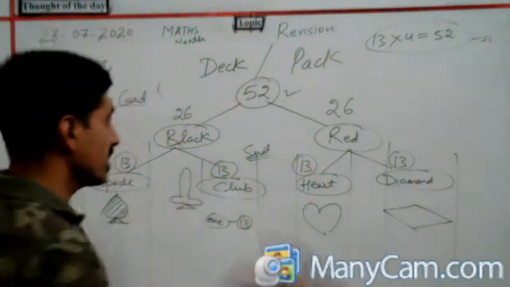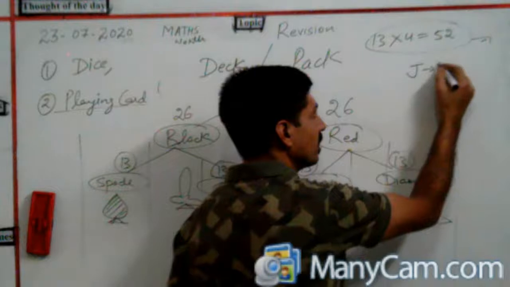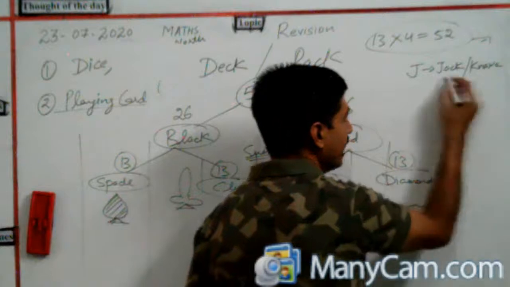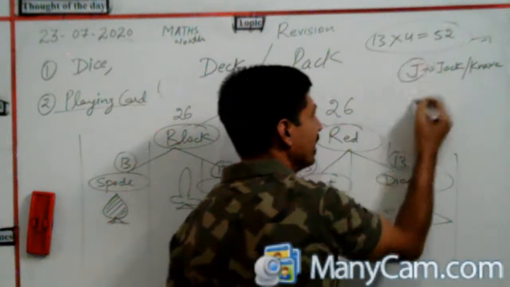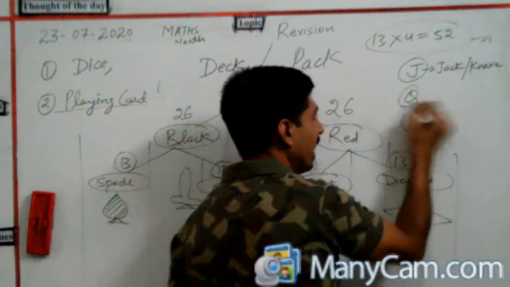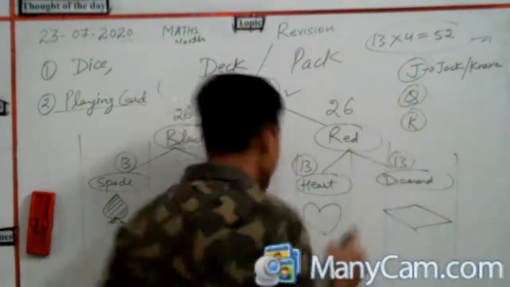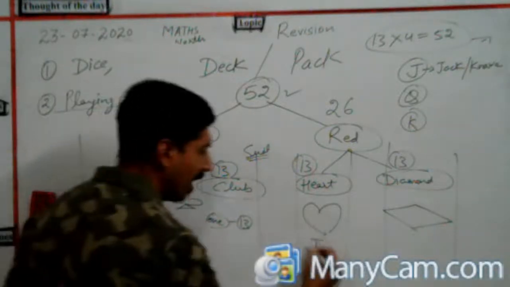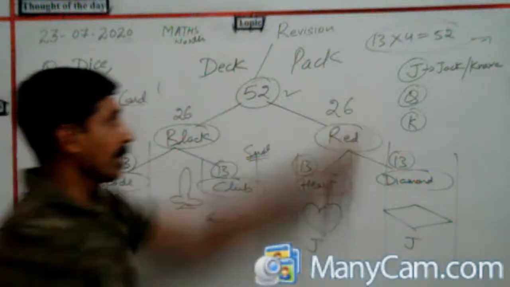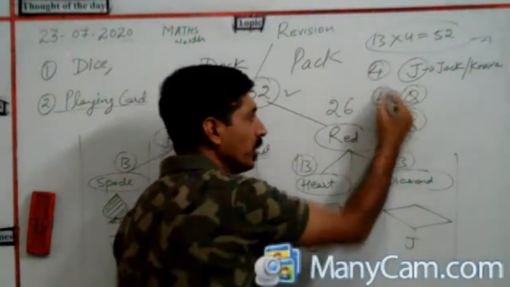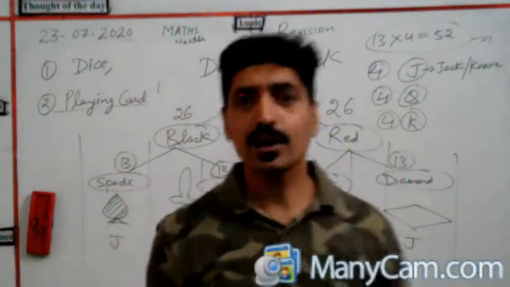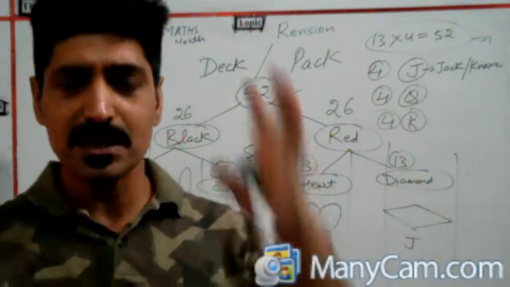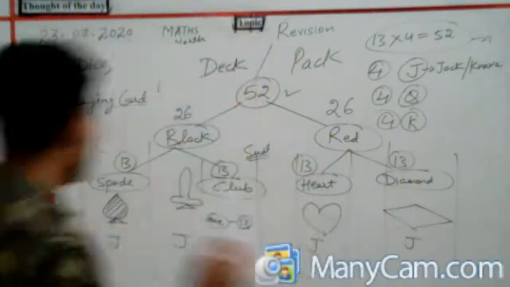Now we have some face cards. We have three kinds: Jack, also known as knave, that is 11, then queen and king. We have four Jacks: Jack of spade, Jack of club, Jack of heart and Jack of diamond. Four Jacks, four queens and four kings. These cards are called face cards. Why are these called face cards? Because when you see the cards, their faces are there.